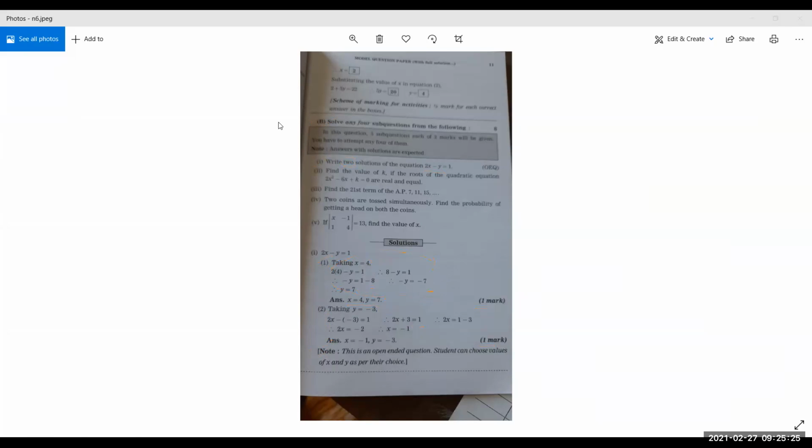So the next question, find the value of k if the roots of quadratic equation are real and equal. Again, the question based on the discriminant, and that is roots are real and equal are given to you.